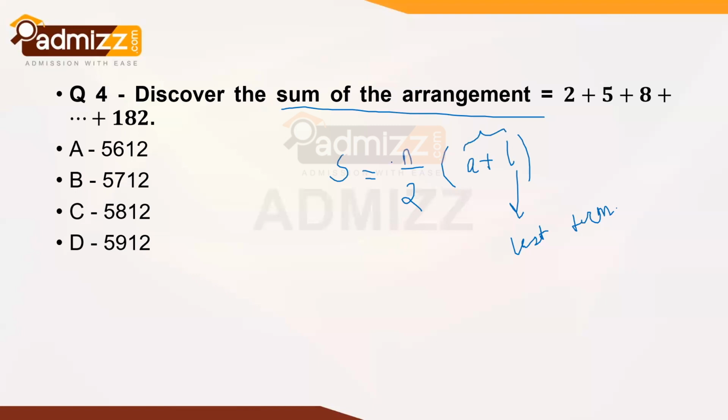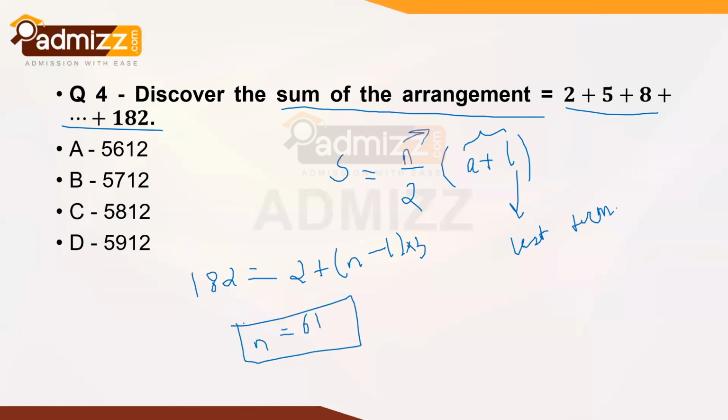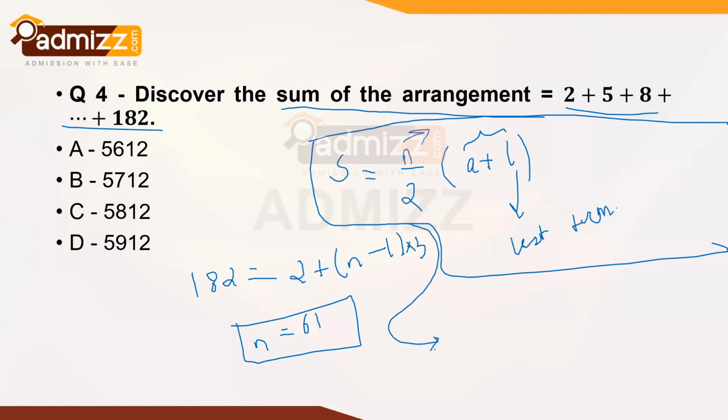And this is fairly simple. In this particular instance, the only value that we don't know while directly looking at this sequence is the value of n, right? We don't know how many terms are there. To find the value of n, we did that in the previous question as well. We simply do 182 is equal to 2 plus (n minus 1) times the common difference, which is 3, and we solve this and we get n is equal to 61. So we keep the value of n in this formula, and we get S is equal to 61 over 2, whole times (a is 2, and L, the last term, is 182). Once you solve this, the answer comes out as 5612, which is option number E.